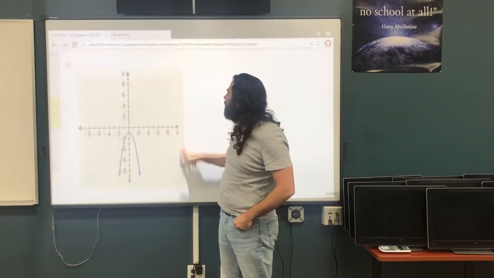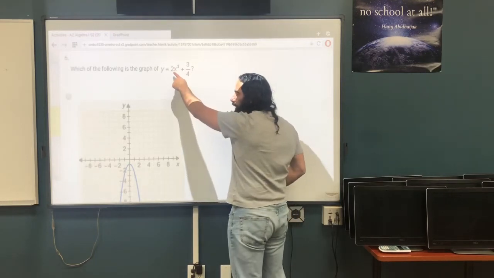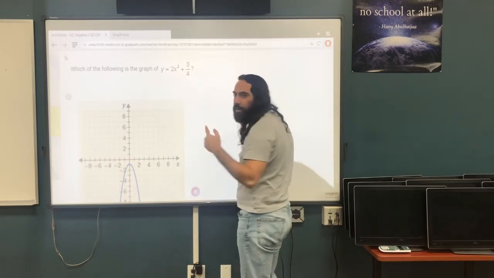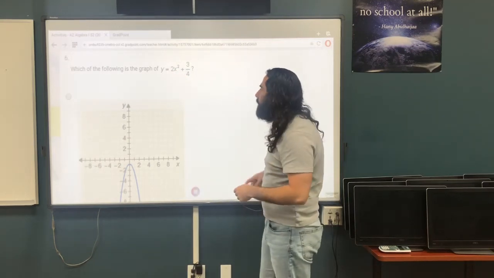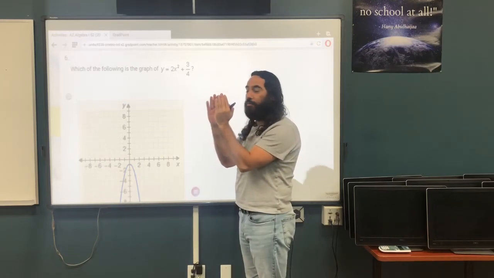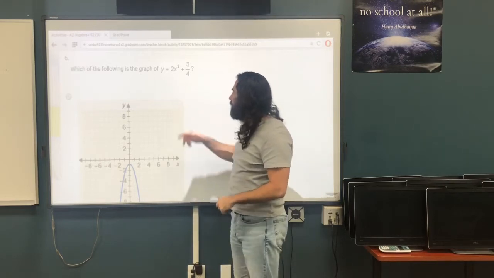But we need to know which one is the correct one. Because the a is bigger than 1, which means 2, right? It's bigger than 1, so it means that the graph is going to be narrower. If it was a fraction, the graph would be wider. So because it's 2, it's going to be narrow.